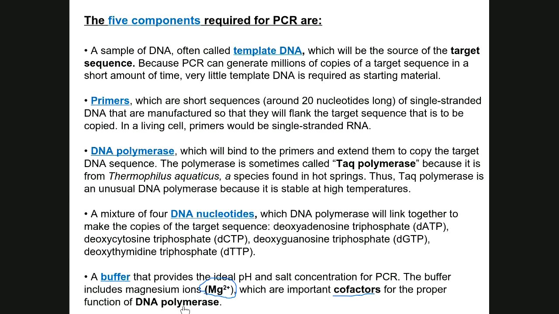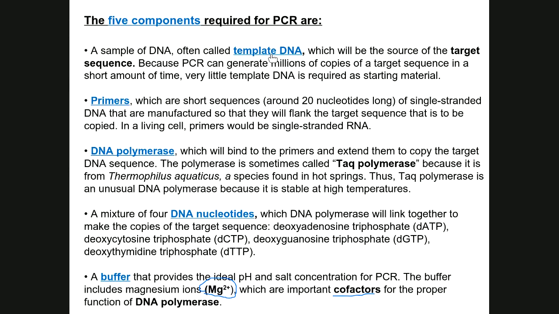This Taq DNA polymerase requires magnesium ions as cofactors to function properly, and thus recognize the primer and replicate the target. So you would have added these to your test tubes, and in actuality these bottom 4 would be given to you as what we call a master mix.